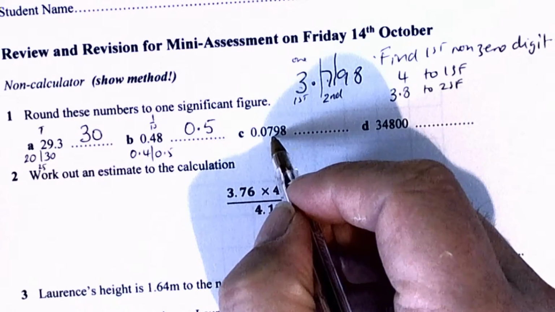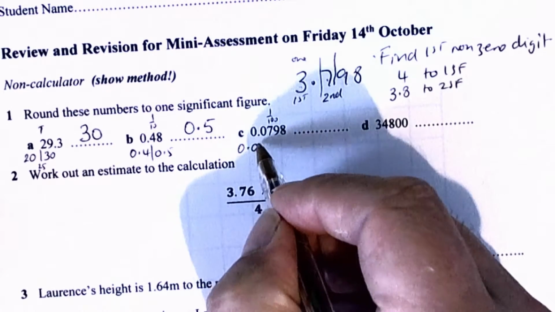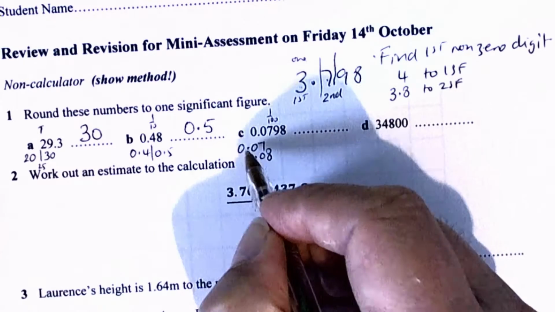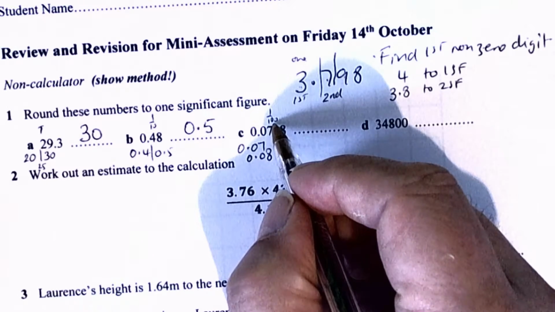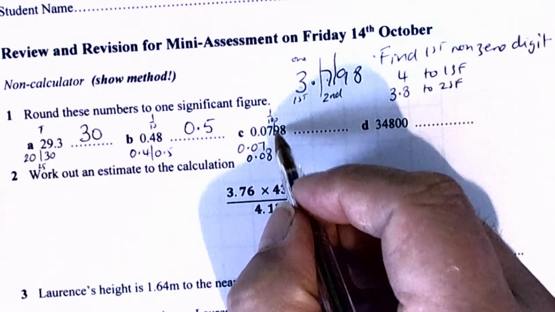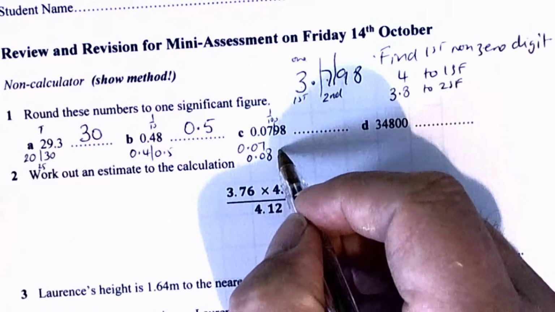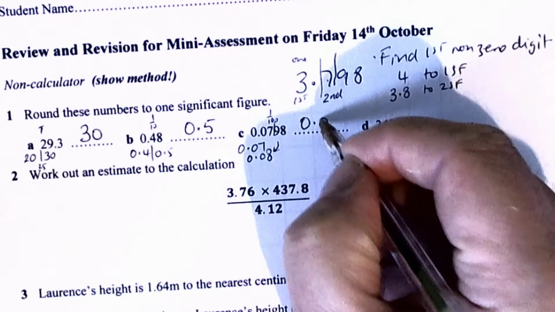0.0798, the first non-zero digit is the 7, that's in the hundredths column. So the question's asking, is the answer 0.07 or is it 0.08? Well, when we look at the next digit on, we can see that it's 5 or more again, so it's closer to the 8. So it's going to be 0.08.